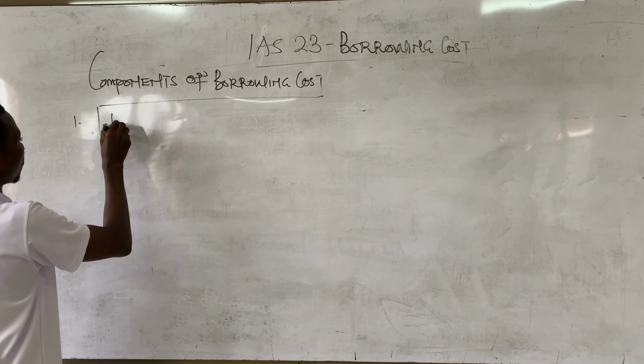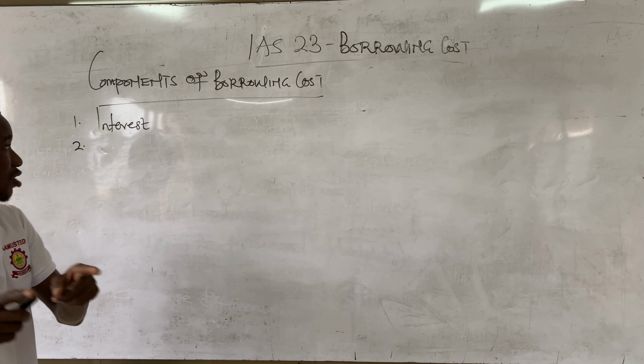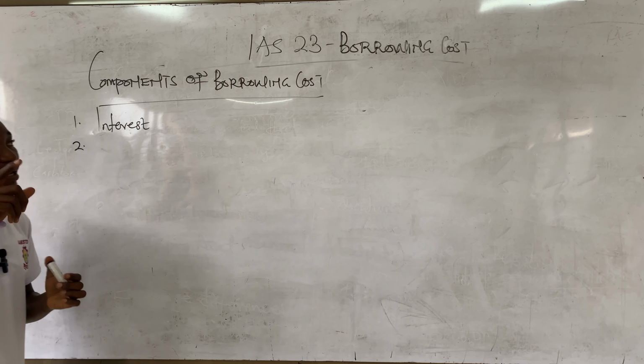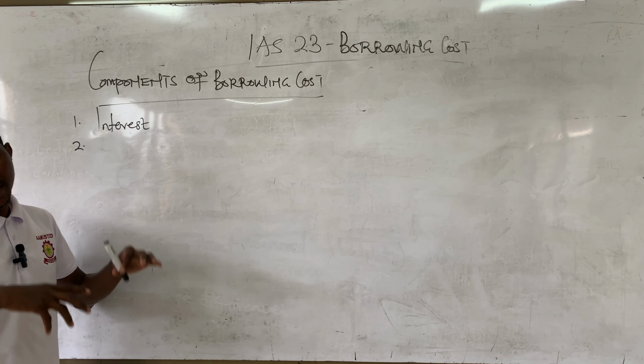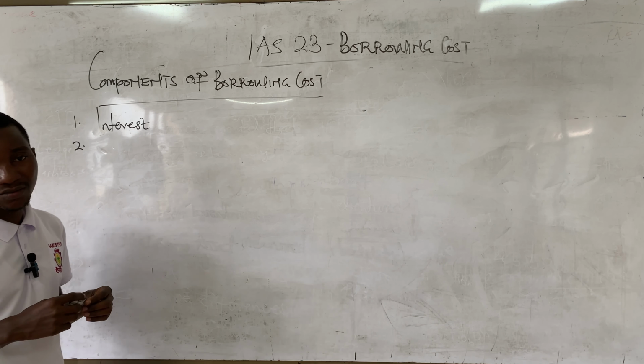Before I talk about the second borrowing cost, from the definition of borrowing cost, we learned that borrowing costs are interest and any other costs incurred by an entity in connection with the borrowing of funds. So the two key words here are interest and any other costs. Basically, we have about 5 different borrowing costs under IAS 23. The first one is interest, and the other 4 are the any other costs from the definition. The second one I would like to talk about is amortization of discounts or premium relating to borrowings.